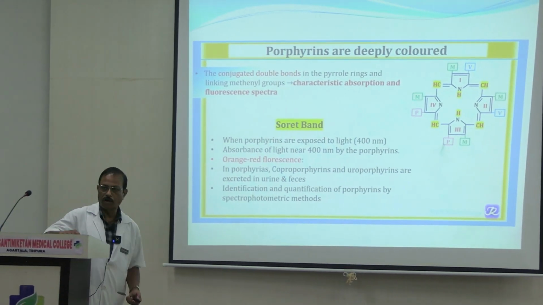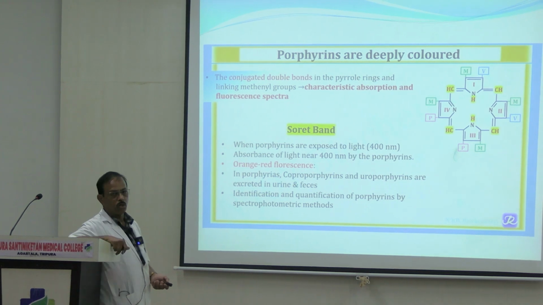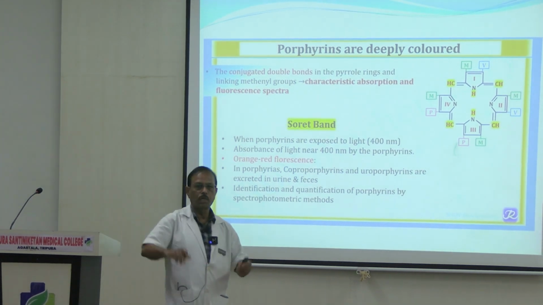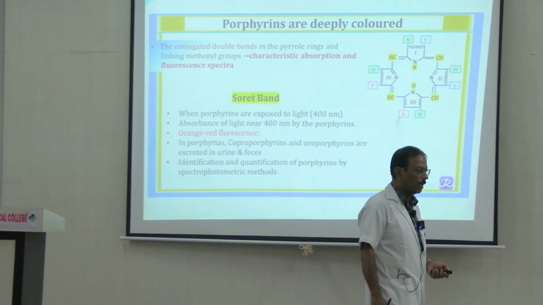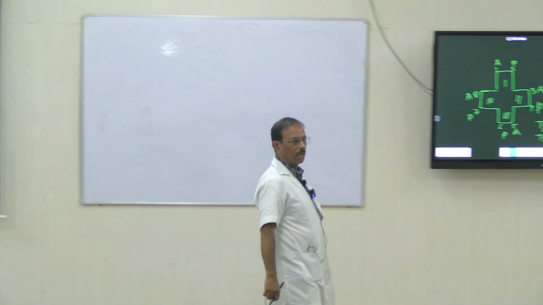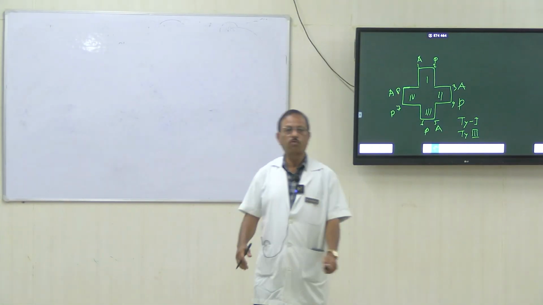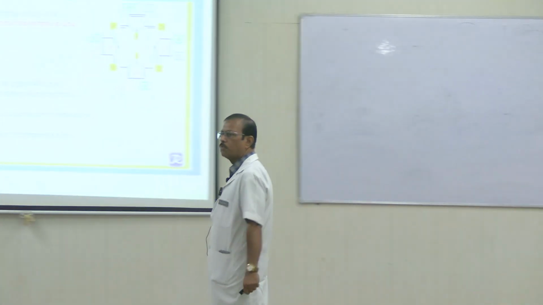Now in case of porphyrins, they have a special character called the Soret band. The Soret band is nothing but this: when they are exposed to light of wavelength 400 nanometer, they absorb the light and emit orange-red fluorescence. Why is the Soret band helpful for us?